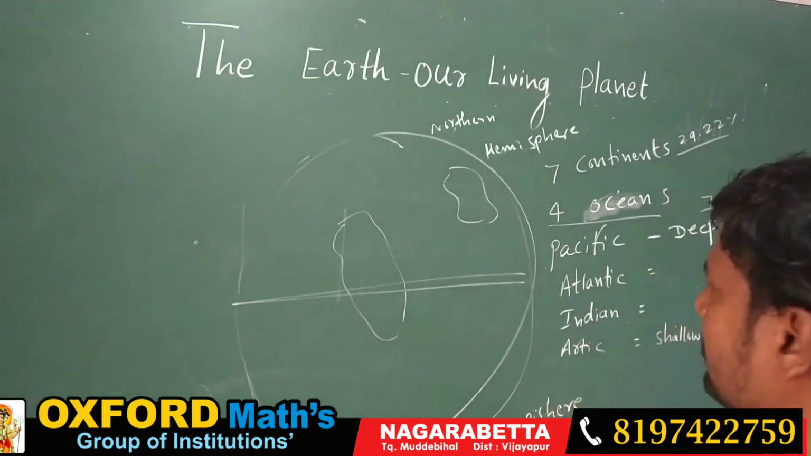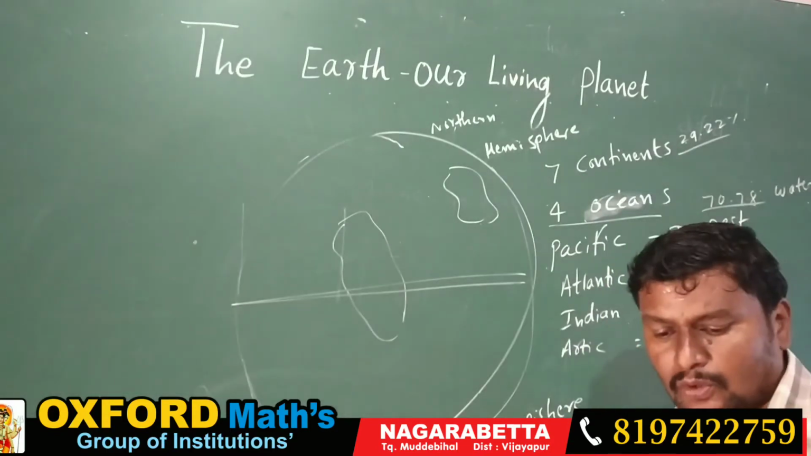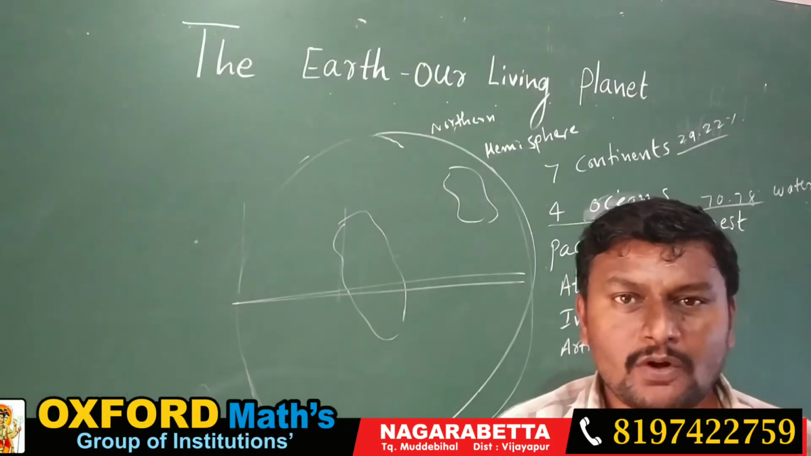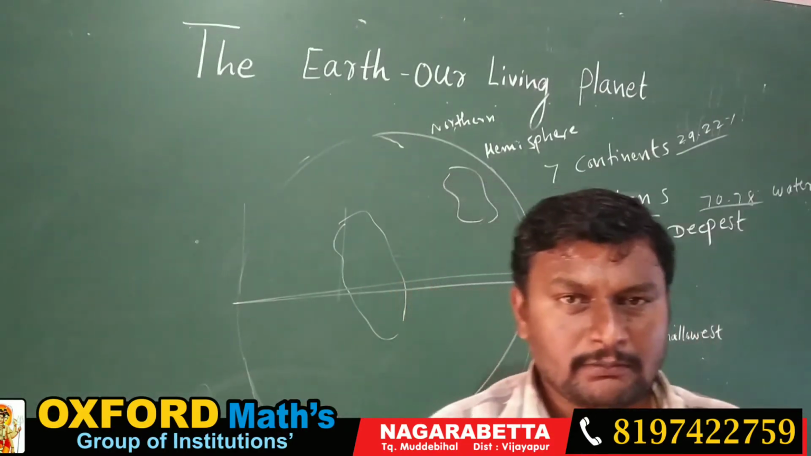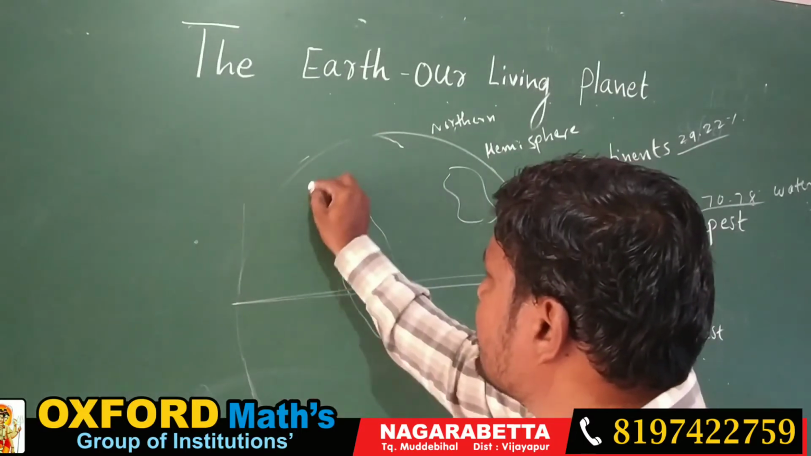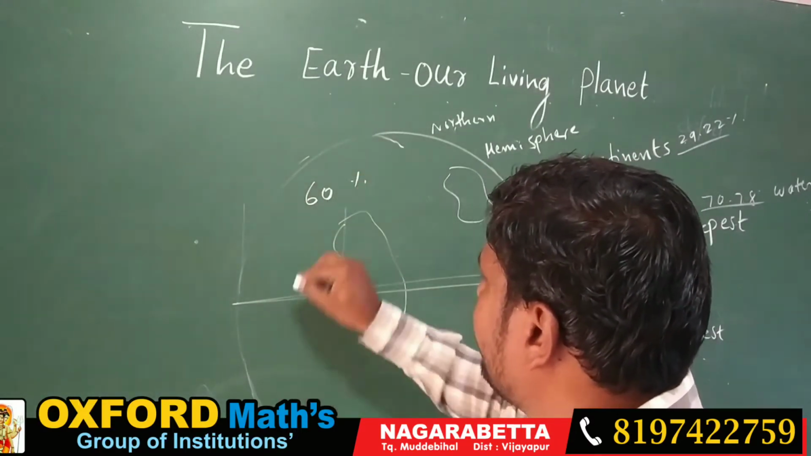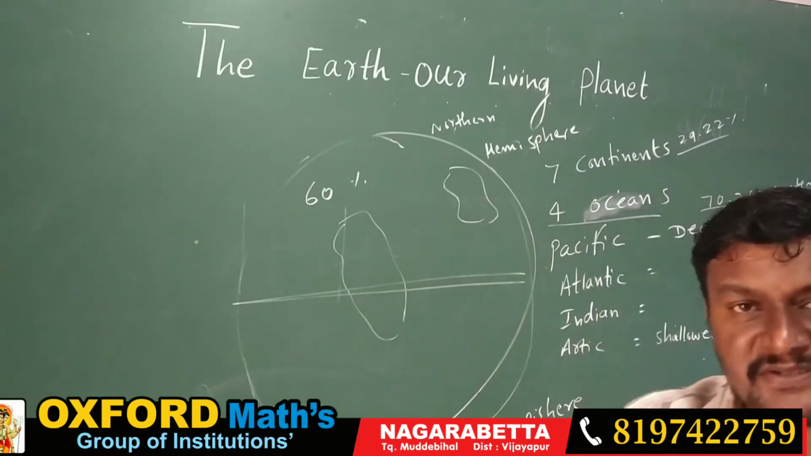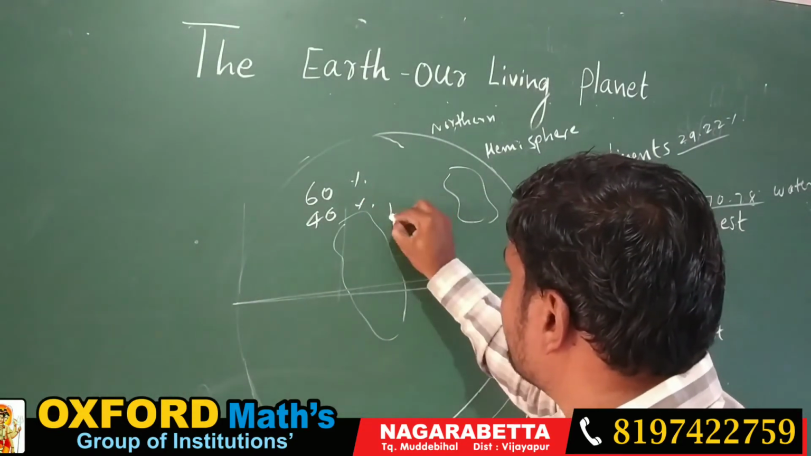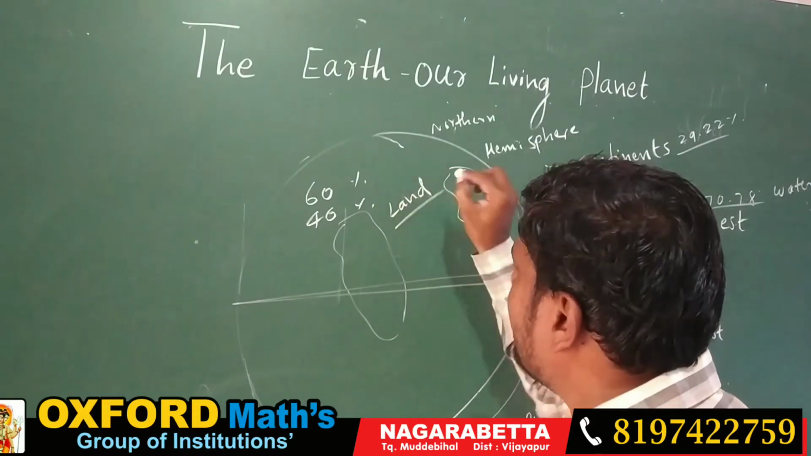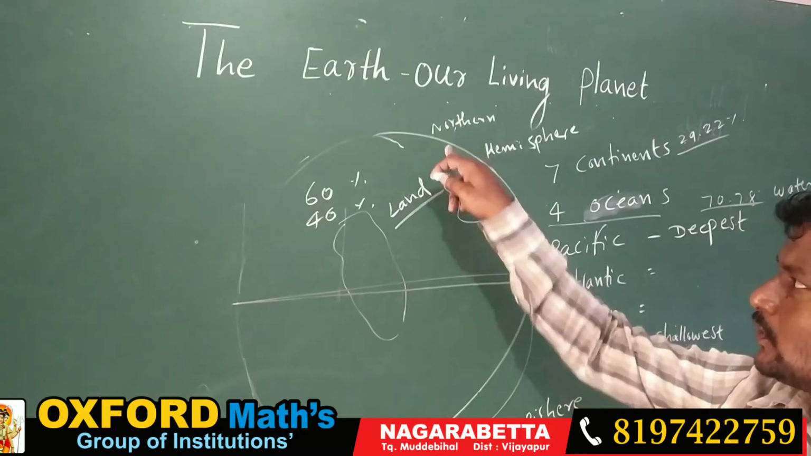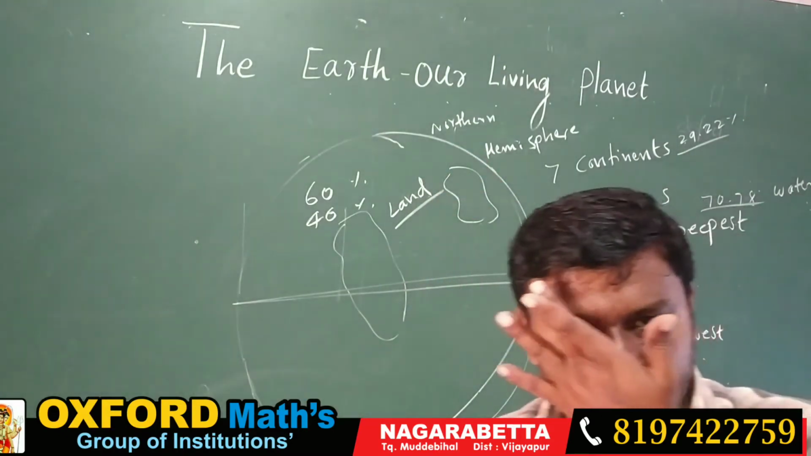The northern hemisphere we call the land hemisphere. Why? Because a higher percent of land is there. How much? 60% land and the remaining 40% water. That's why it is called the land hemisphere. Which one? The northern hemisphere, also known as the land hemisphere.